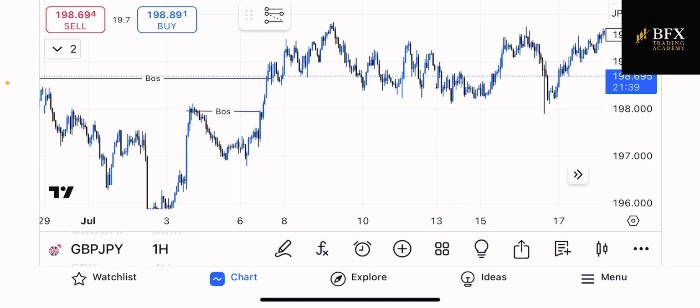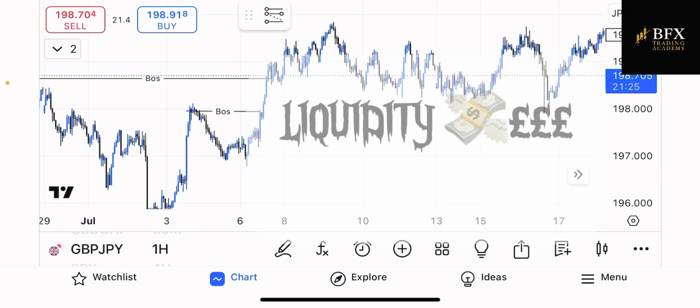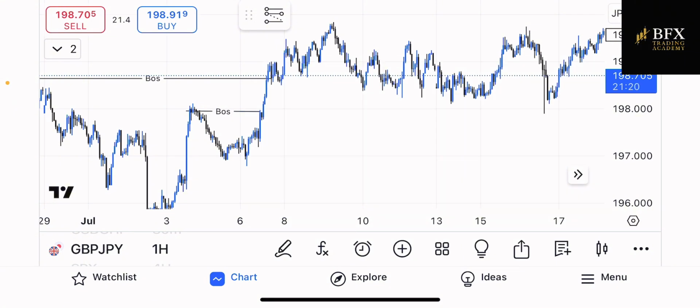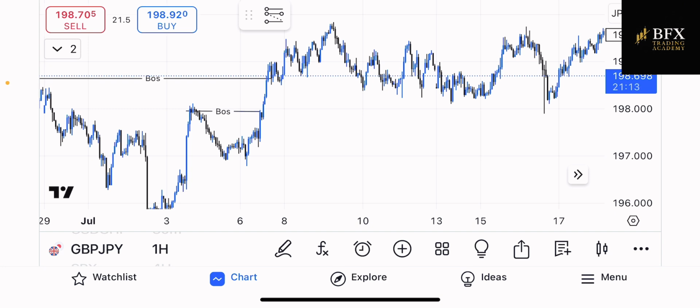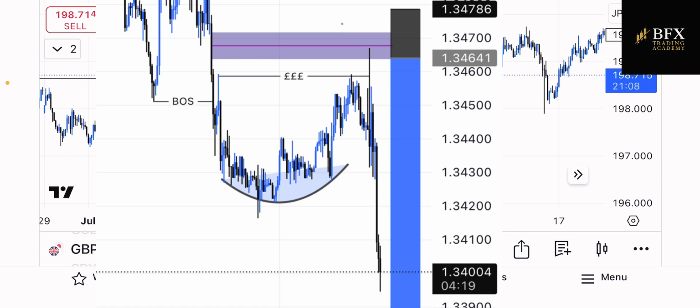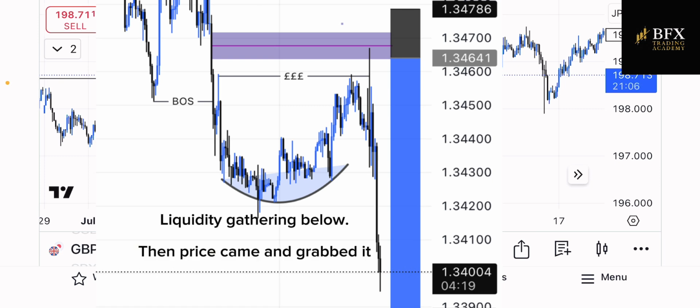Okay, for the beginners, liquidity in the market is what fuels either buyer or seller movements. That means buyers or sellers come to take out the low or the high of your candlestick. What's resting above or below your candlestick is liquidity.